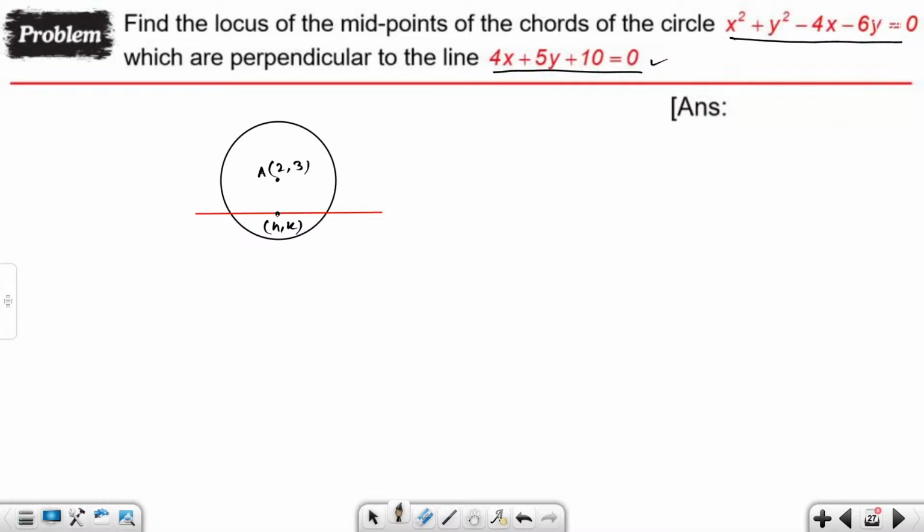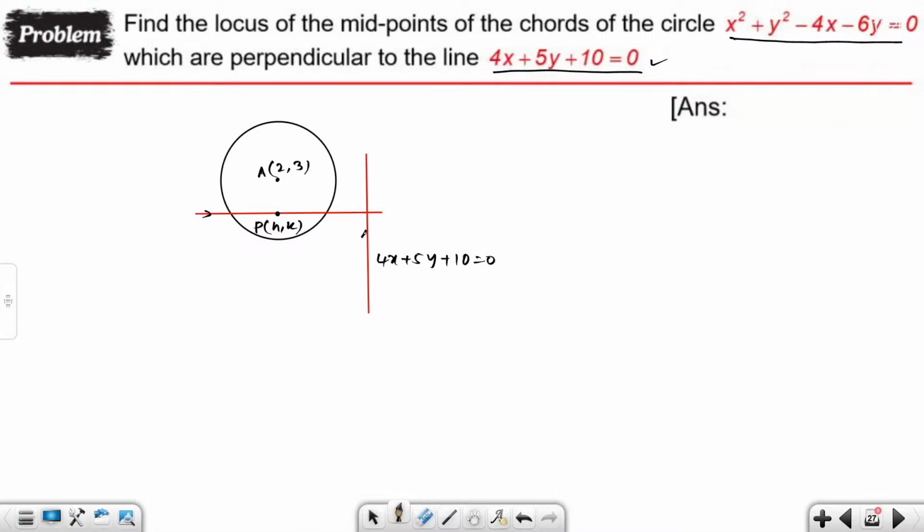The center is A, and this point, let us say, is P. Now this chord is perpendicular to a line whose equation is 4x plus 5y plus 10 equals 0. Is it clear? So how to find this? Simple. You have to find the locus of the point P.